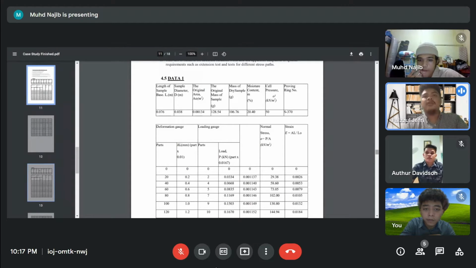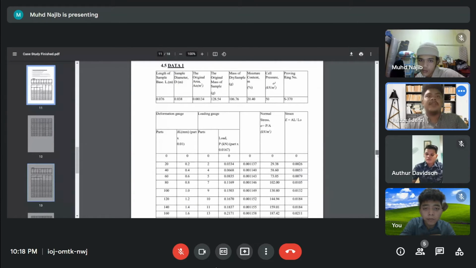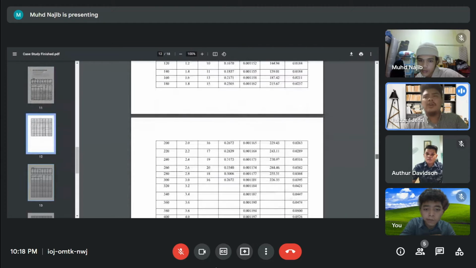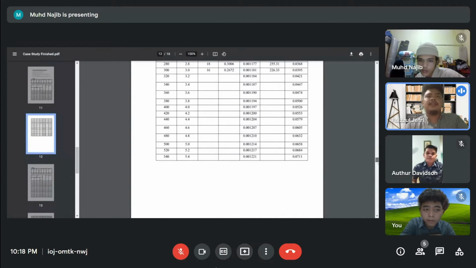And then moisture content, 20.40%. And then the cell pressure in kilonewton per meter square is 50. Then the last one is proving ring number is S317. So this is the data. We have deformation gauge, loading gauge, normal stress, strain, load, and so on. So we go to data 2.